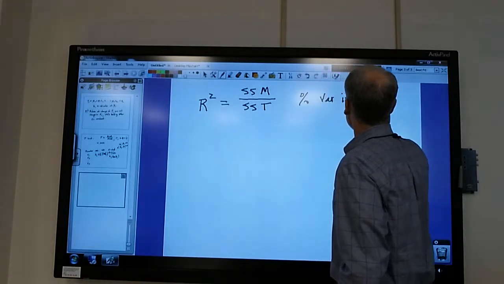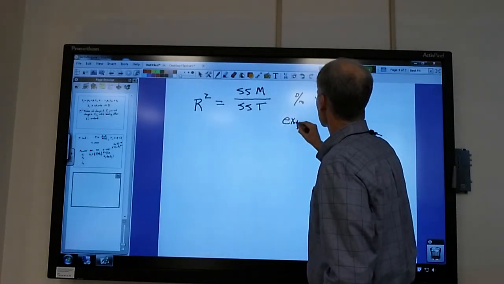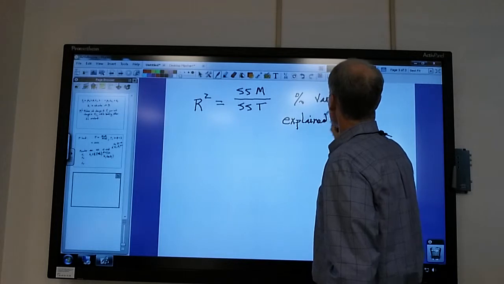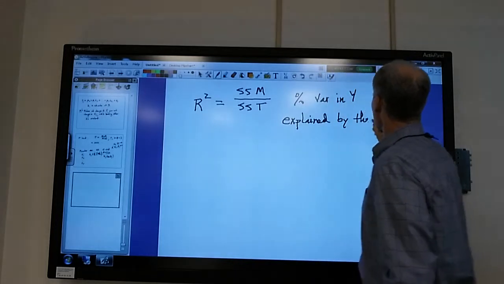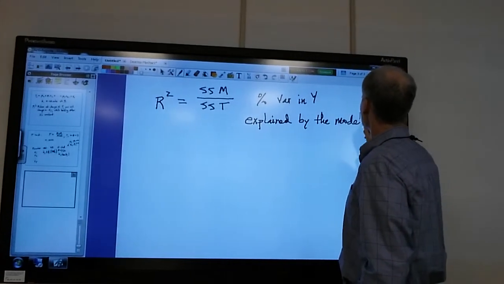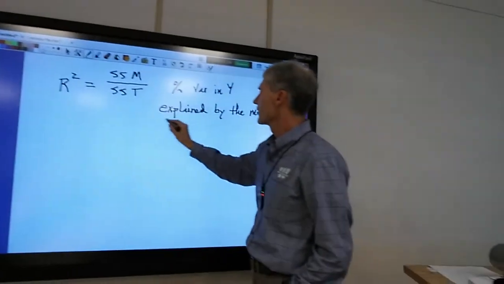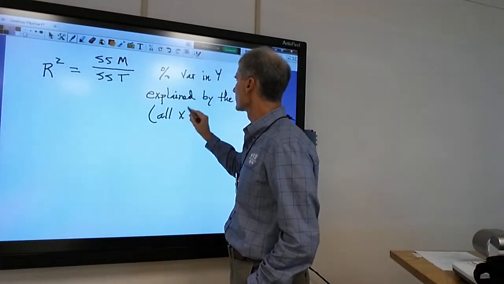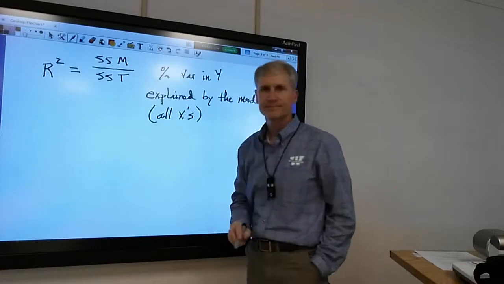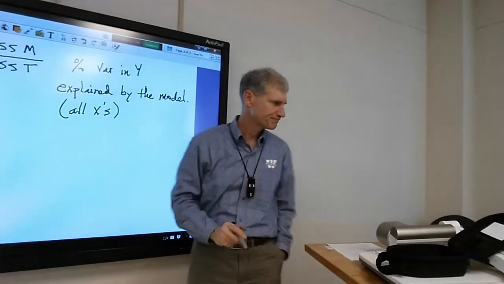Right? So percent variation in y explained by the model. So all x's. Okay?